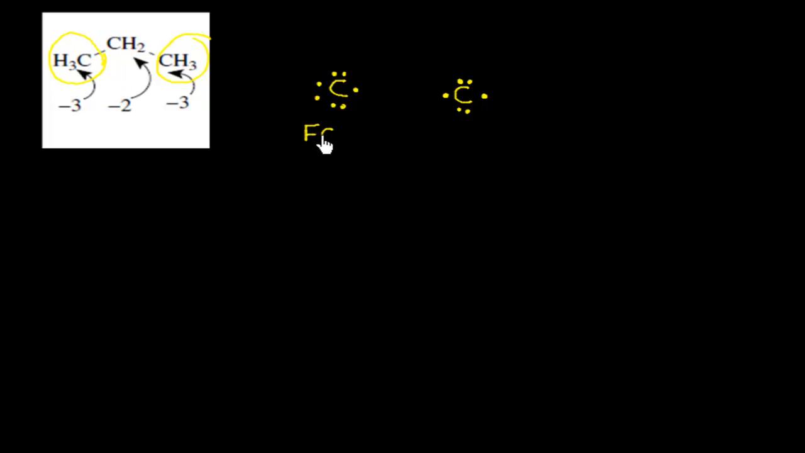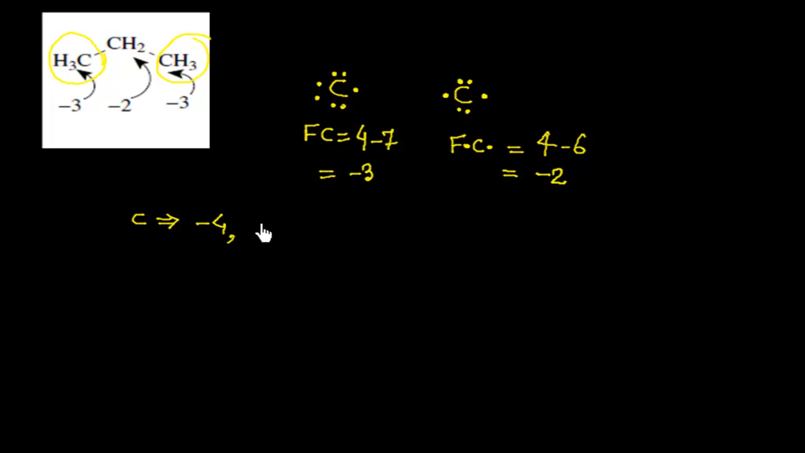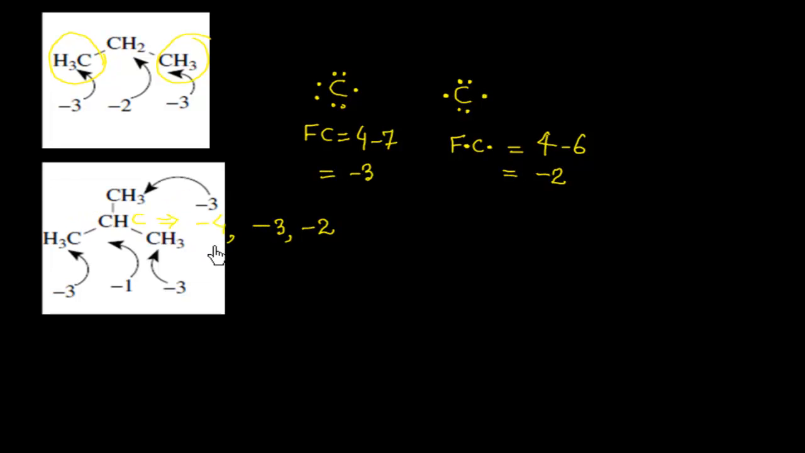Now the formal charge for this carbon: we have 2, 4, 6, 7, so 4 minus 7, that is minus 3. So the oxidation state is minus 3. For this carbon the formal charge is, we have 2, 4, 6, so 4 minus 6, that is minus 2. So you see, in an alkane carbon can have an oxidation state of minus 4, minus 3, or minus 2. Let us see more. If I have a carbon with 3 hydrogens attached and 1 bond pair, I will have a minus 3 oxidation state. So this is minus 3, this is minus 3.